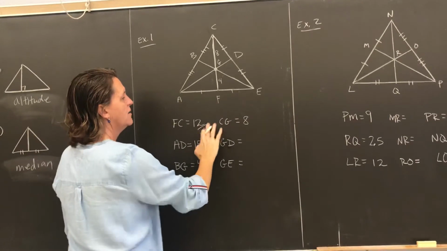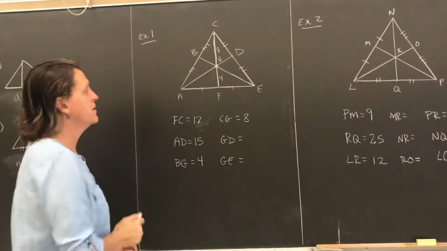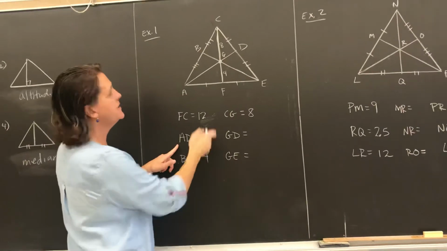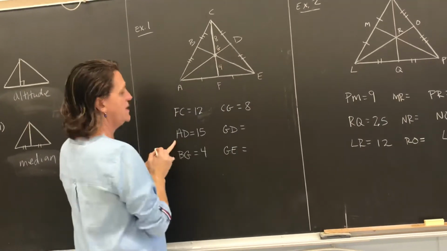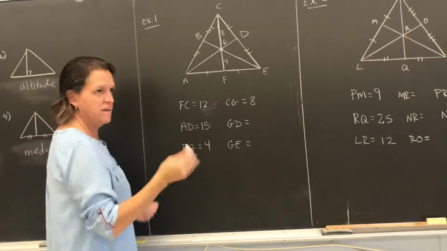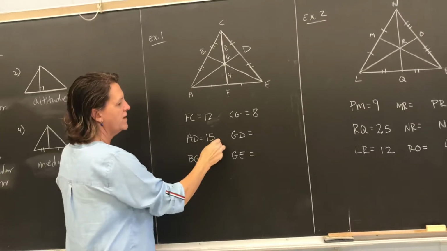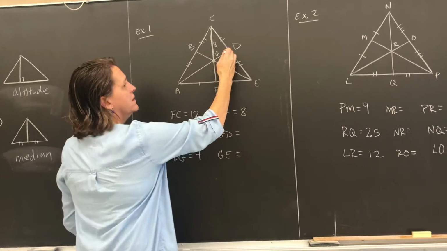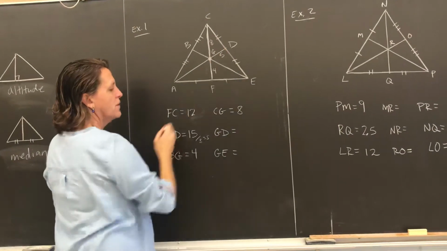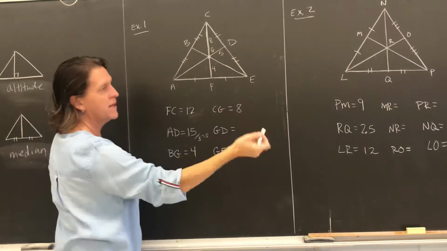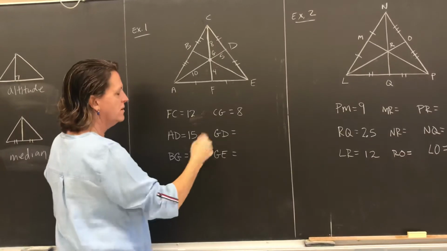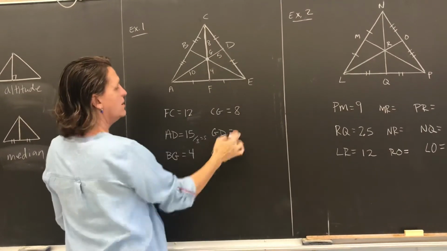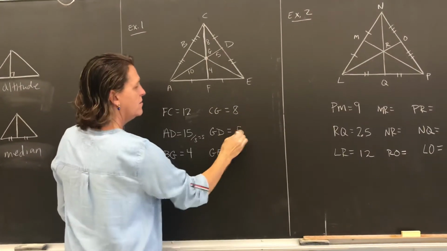Okay, I know that's too fast, so we'll do another one. If AD is 15, so the whole side is 15, divide by 3, because it's 2/3. So I divide by 3, I get 5. So 5 is the short. Well, if the whole thing's 15, 15 minus 5 is 10, or just double it. So now I look at what I want. I want GD, which is 5.